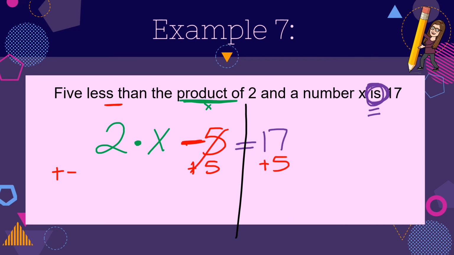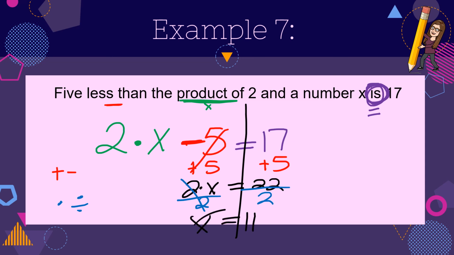The 2x falls down, the equals falls down, and I have 22 on the right. Next step, multiply or divide. Instead of 2 times x, we're going to divide by 2. The x falls down, and I have an 11 on the right.